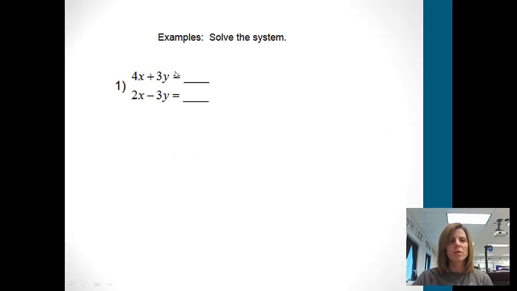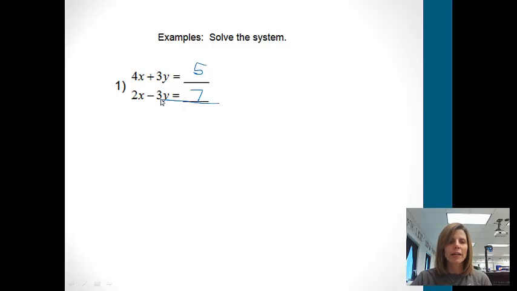The example says to solve the system. So again, we're looking for the point of intersection. The numbers that I'm going to put in this problem are 5 and 7, and you will always be given those numbers. It's not something that you're going to have to come up with on your own. All right, so what we are going to do with this, just watch me on this first one and then I'll explain why I did what I did.